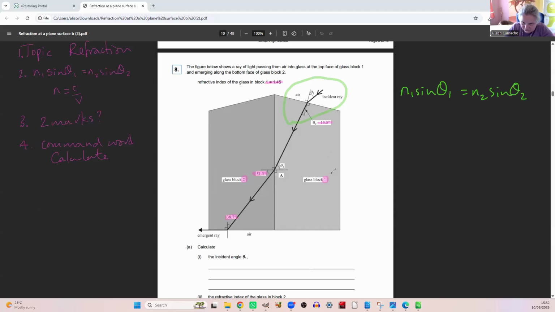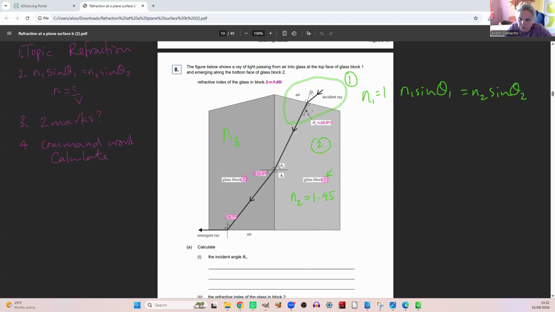So in fact, this is material 1 and this is material 2, despite the fact, confusingly, it's got glass block 1. Okay, the refractive index of glass block 1 is n. I'm going to call that N2 and I'm going to call this N3. N1 is equal to 1. So N2 is equal to 1.45. Okay?